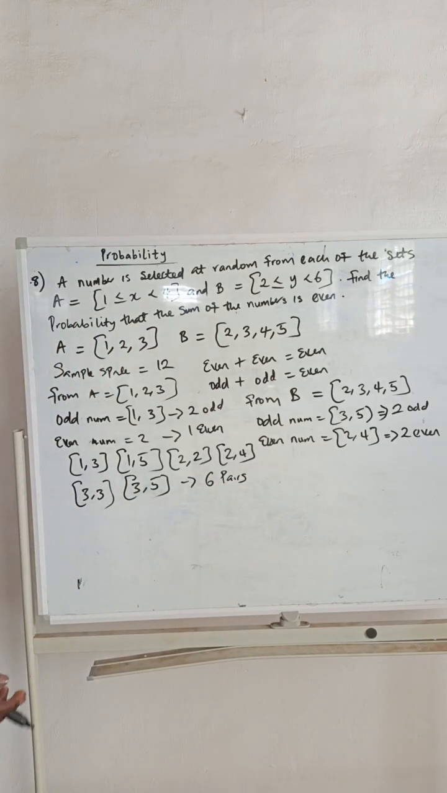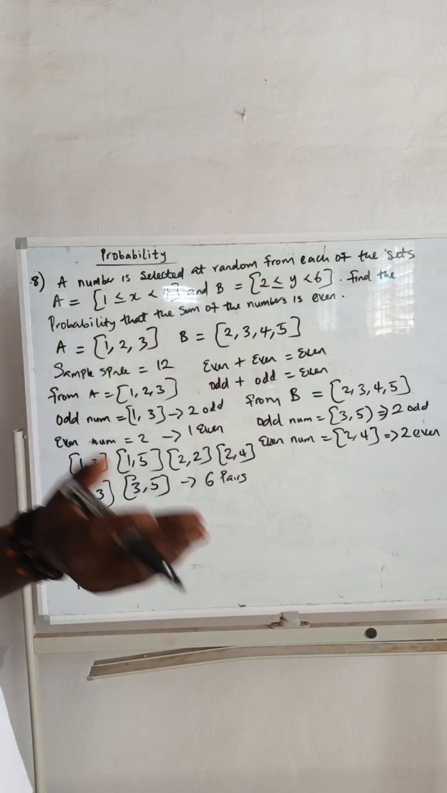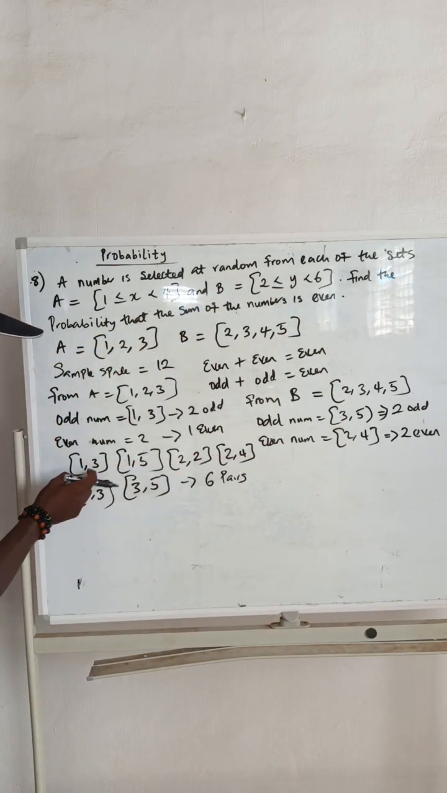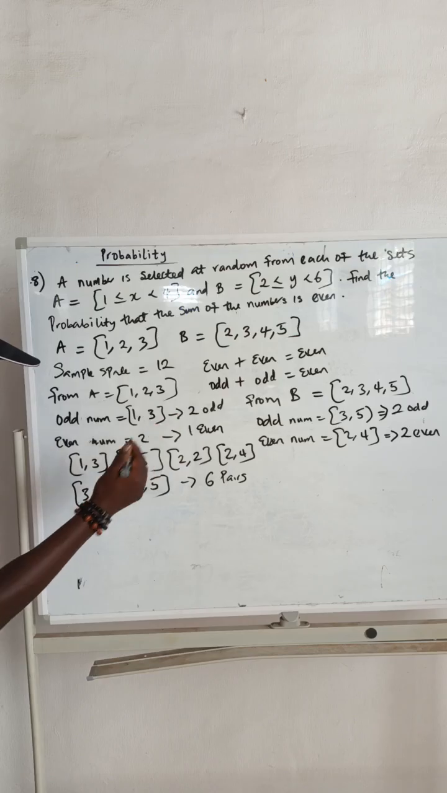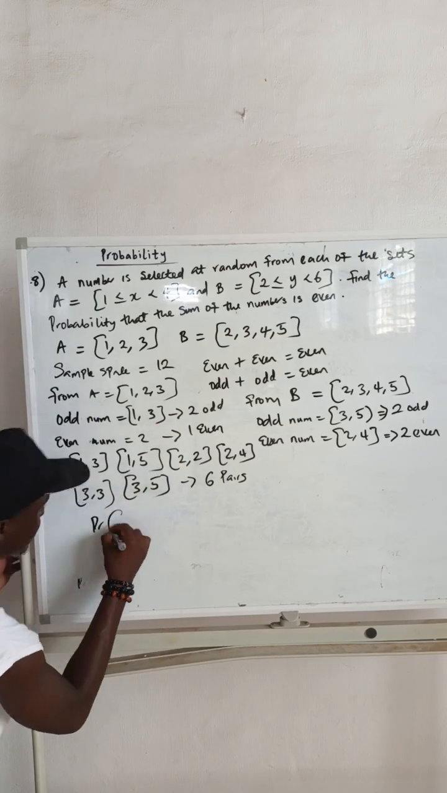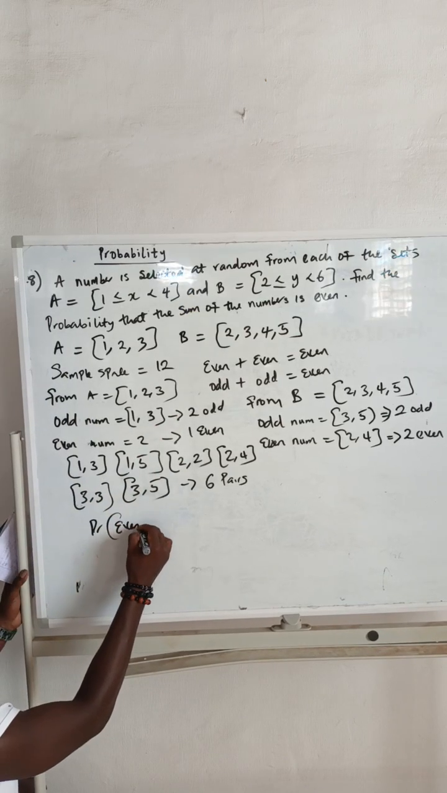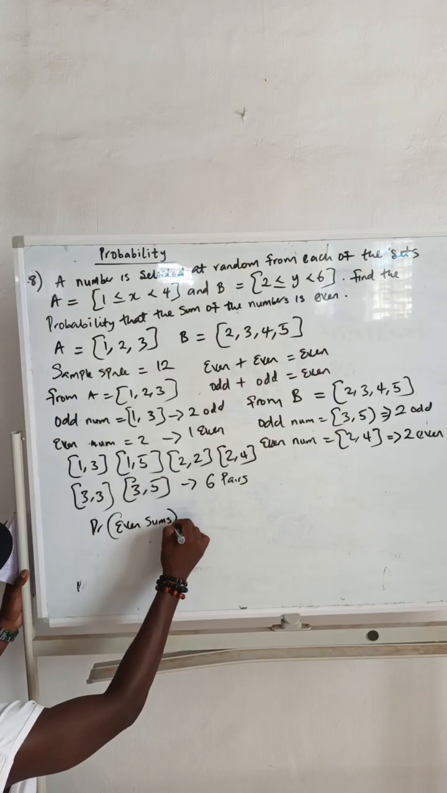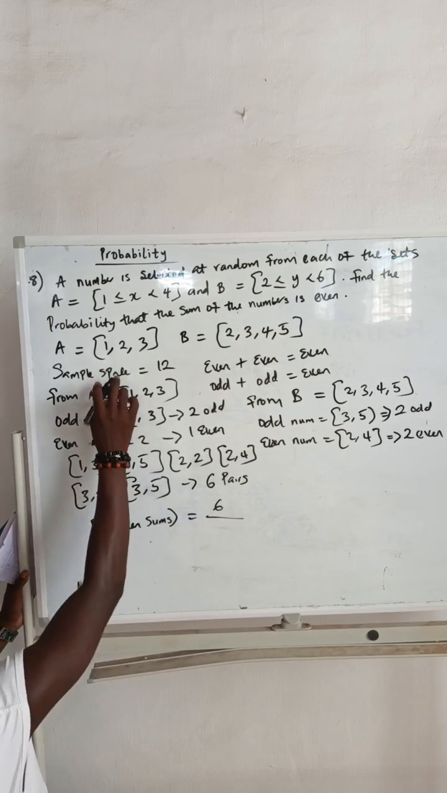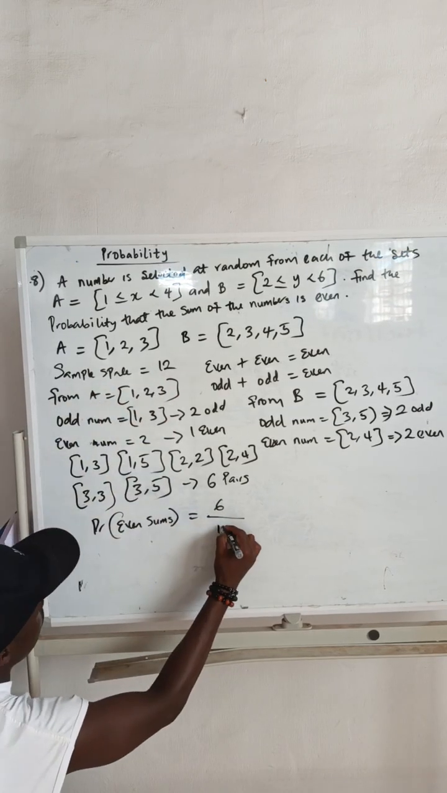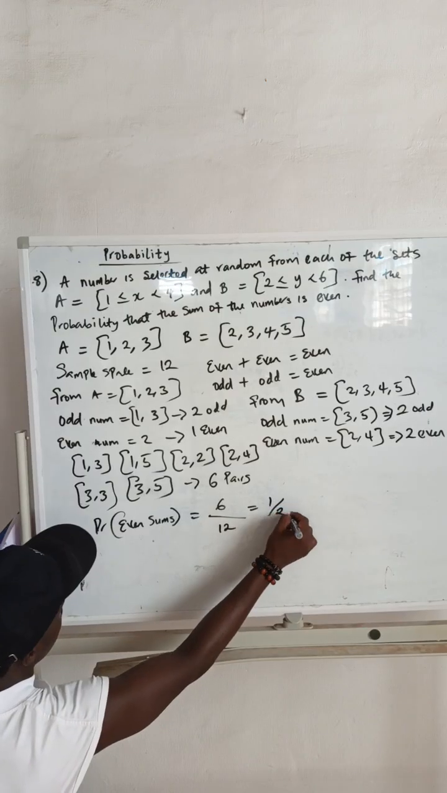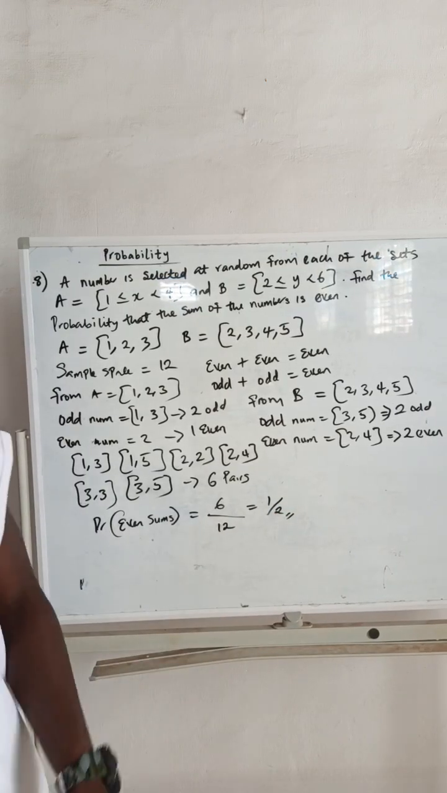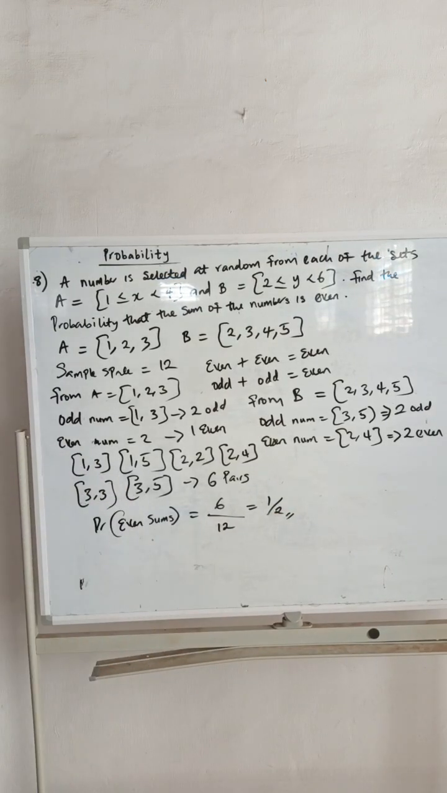And it's very easy now. Find the probability that the sum of the numbers is even. These are the sums of the numbers because they are pairs. So the probability of an even sum will be 6 over our sample space, which is 12. And that gives me 1 over 2. And this is our final answer.